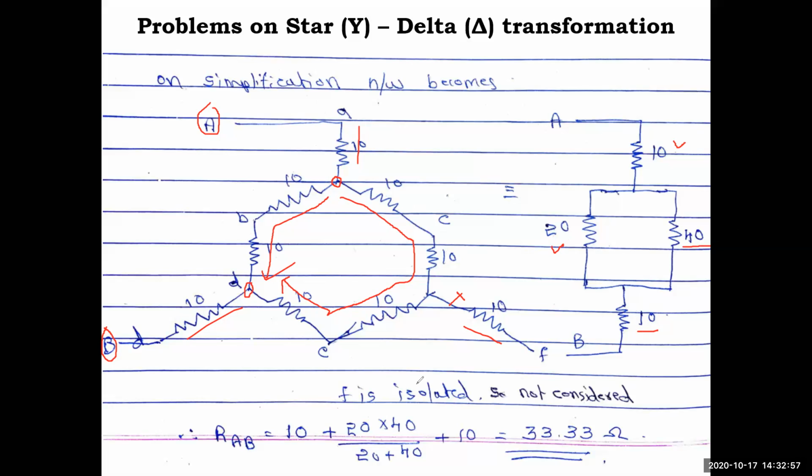So if we write here as a formula, 20 and 40 are in parallel, using the formula R1 into R2 by R1 plus R2, straight away done, plus 10. Okay. So after doing the calculation, you'll get the answer 33.33 ohm. Okay. So this is the problem. At least the first two you have seen. If you did the third problem without seeing, your confidence would have increased. I hope you have done it in the same manner.